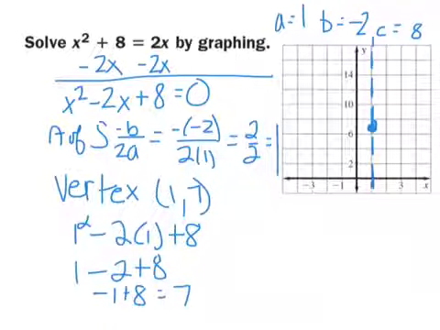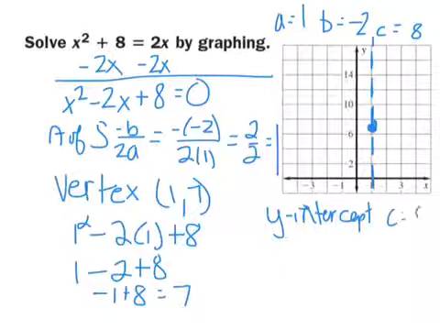Okay, so then I'm going to plot my y-intercept, which is again my c term. In our problem, c equals 8. So that is right on this line, and I reflect it. It's over one one way, over one the other way, and it's reflected.